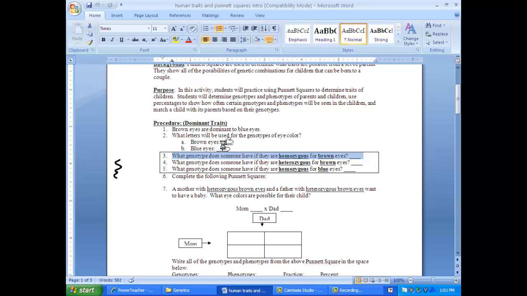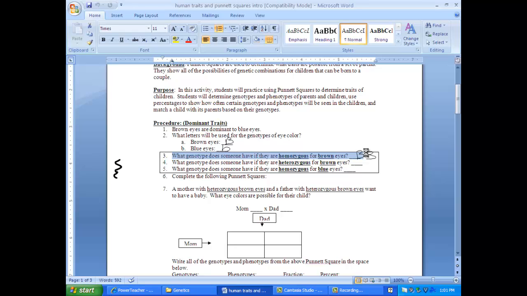All right? Number 3 says, what genotype does someone have if they are homozygous for brown eyes? Homozygous means what, Alexa? Same. So how would we represent the genotype for someone with homozygous brown eyes? Good. Big B, big B. So we would call that homozygous dominance.